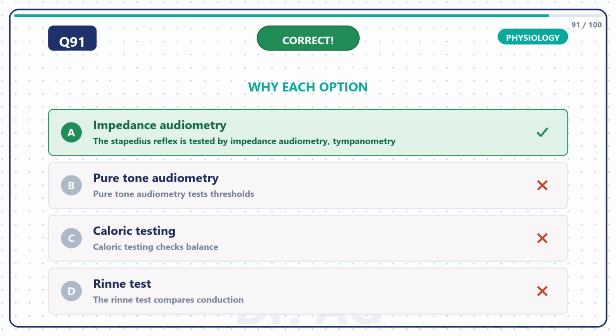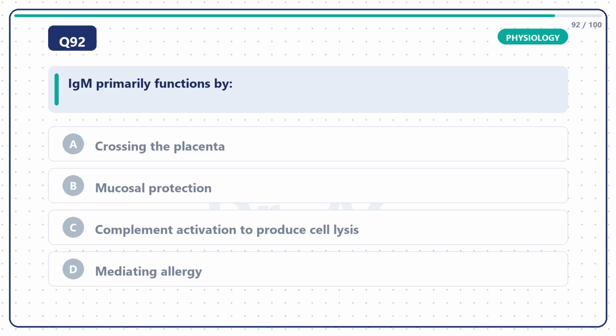Impedance audiometry. Question 92. IgM primarily functions by option A. Crossing the placenta. Option B. Mucosal protection. Option C. Complement activation to produce cell lysis. Option D. Mediating allergy.